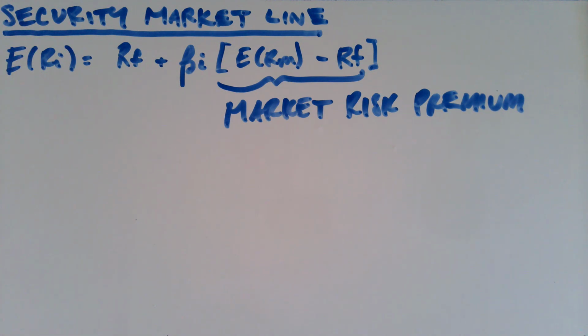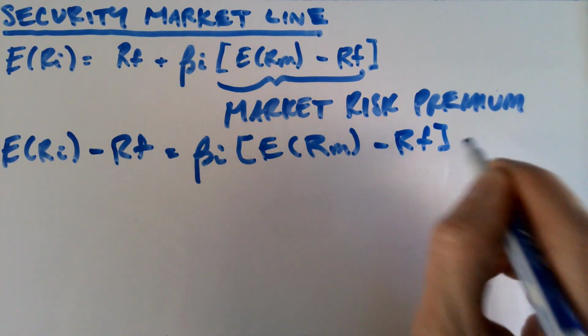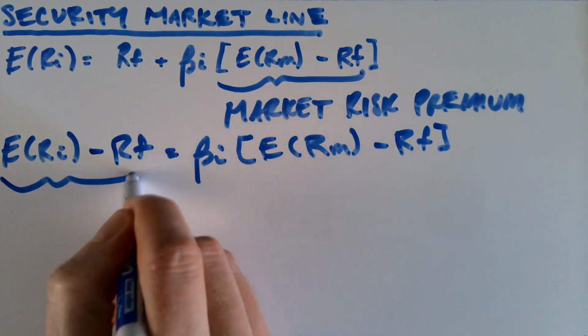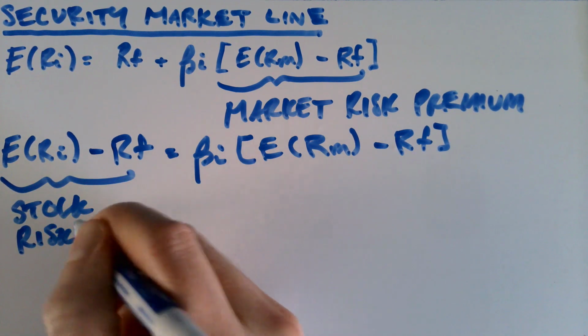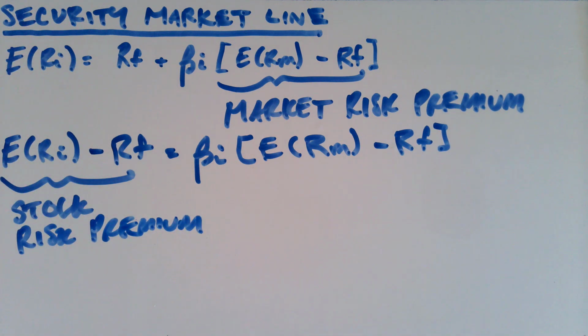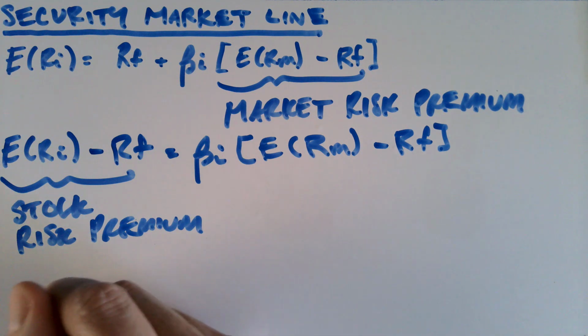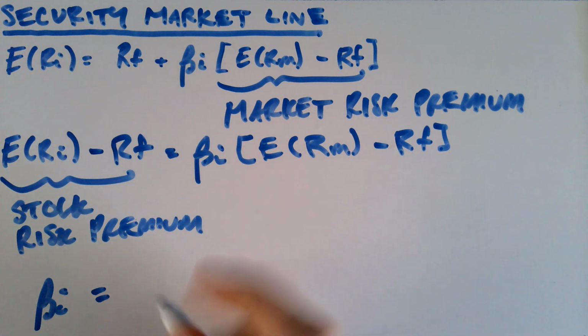Let's see what happens when we subtract R sub f from both sides. Now we have the stock risk premium is equal to beta times the market risk premium. And so now we can solve this thing for beta. Beta is simply equal to the stock risk premium divided by the market risk premium.